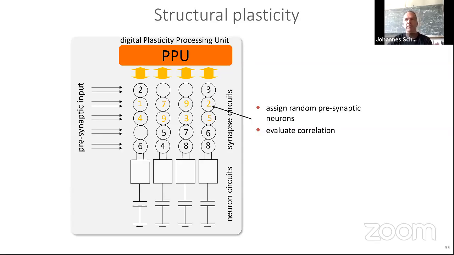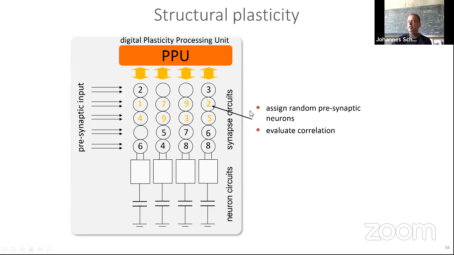And also, already mentioned by Steve, a very important part is structural plasticity. And here's just an example how this works. You have the fast processor here at the top, and the synapses that measure their correlations, and they are assigned to different presynaptic neurons, here denoted by the yellow numbers.